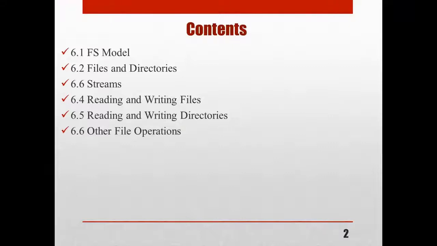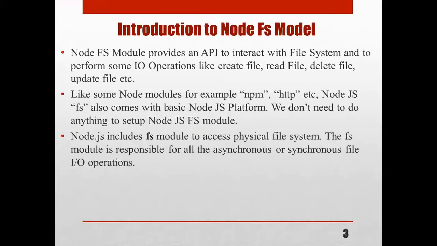Contents of chapter number 6. First one is FS model, that is file system model, then files and directories, then streams, then reading and writing files, reading and writing directories, then other file operations. First we will see the FS model, that is, an introduction to the Node.js FS module.